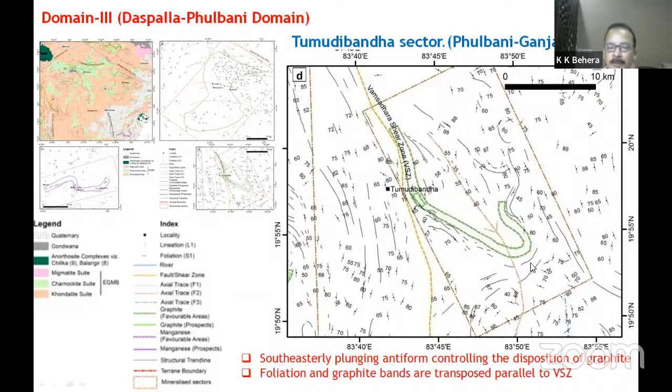This is the disposition of graphite. So if we follow the regional structure, we can get the graphite veins in these areas. And the foliation towards the west is transverse, parallel to the Bangsadhara shear zone in this area.